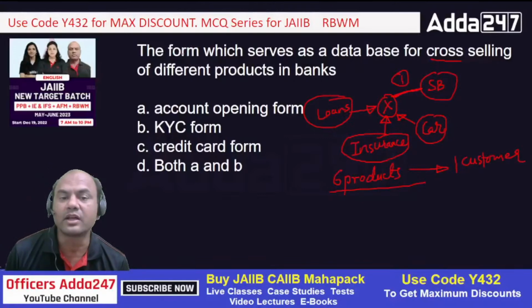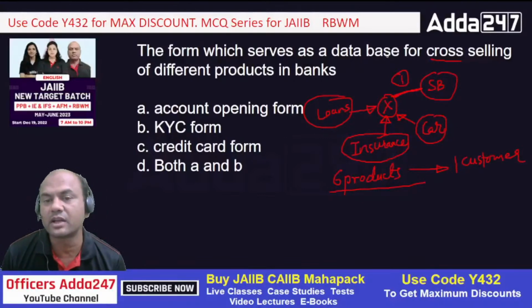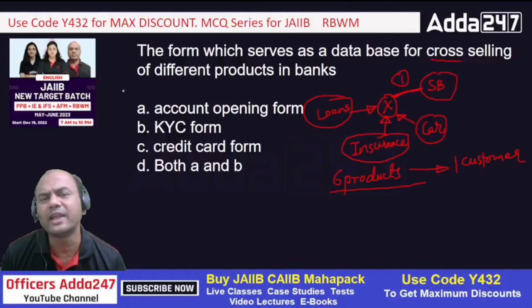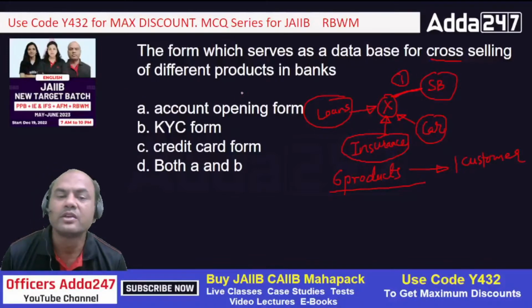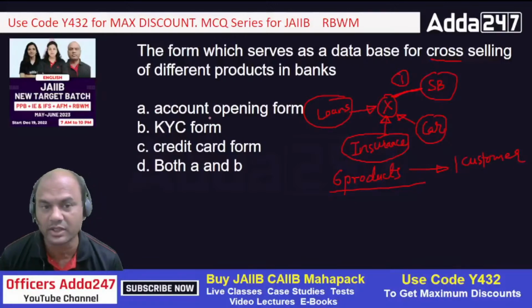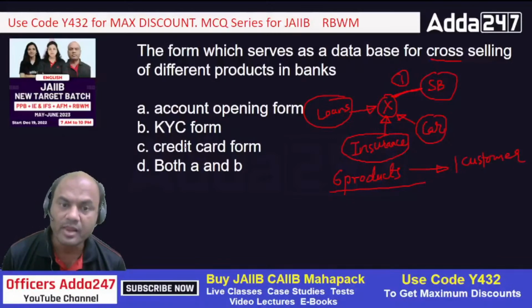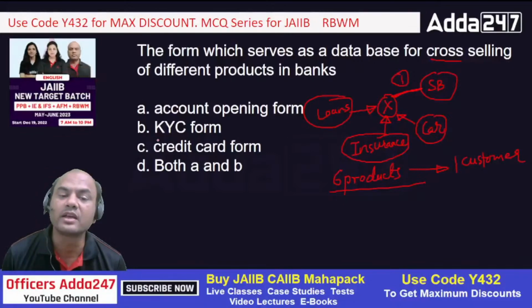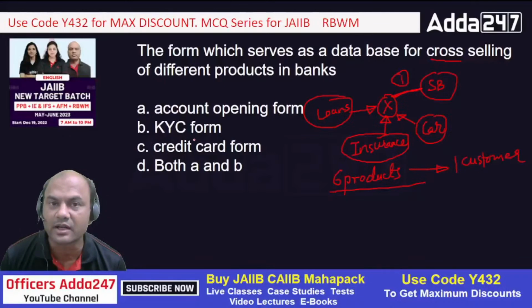So now let's come to the question. The form which serves as a database for cross-selling of different products in banks is called. So which form does a customer fill, anytime, whenever he opens a savings account with your bank? Firstly he fills the account opening form, right? Secondly he fills the KYC form. He or she, it can be he or she. Third, credit card form. Credit card form is nowadays not existing. Credit cards are given based on these 2 relationships only, right? Sometimes some customers take a credit card, not all. But a savings account generally everyone has. KYC is required in every savings account form.